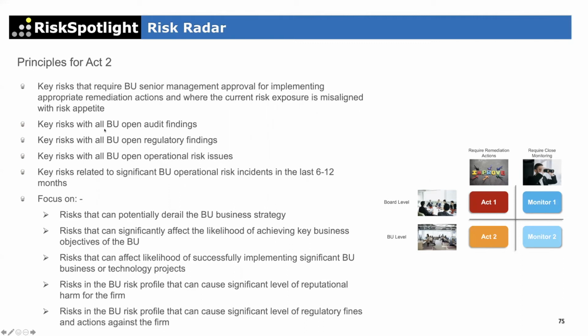Key risks with all the BU open audit findings, BU regulatory findings, BU operational risk issues, and any incidents which have happened at the business unit level in the last 6 to 12 months. And then a similar set of criteria, where in the Barclays example, they will only be focusing on any risks related to the retail banking business unit strategy. So are there any risks which we need to consider, any objectives around the retail banking business unit, and any change management programs running within that business unit, which they need to be aware of from a risk perspective. And then, of course, any risks which can have reputational or regulatory harm.